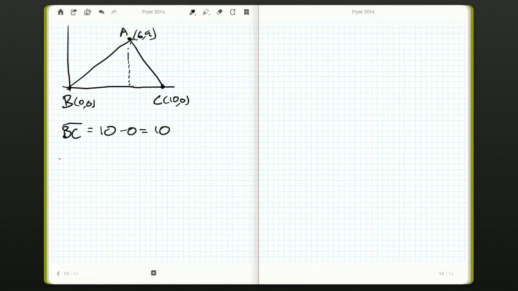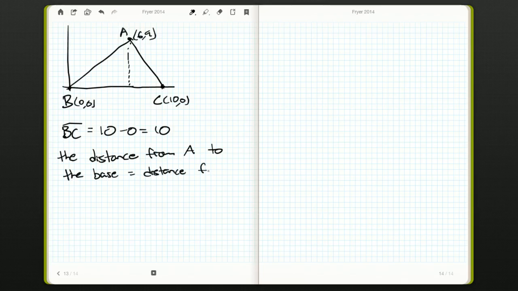So what's the height? It's 9 units from A to the x-axis because 9 is the y-coordinate of A. So that's how much higher it is than the x-axis, which has a constant height of y equals 0.